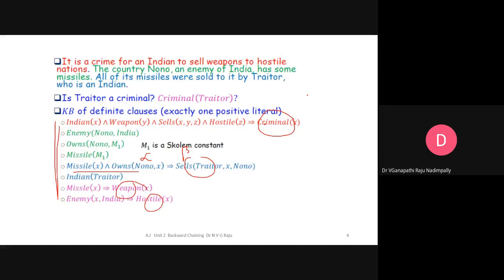Clear? You can take this example after my class, because I need to complete another topic also. Now, with this, shall I go for the next topic?